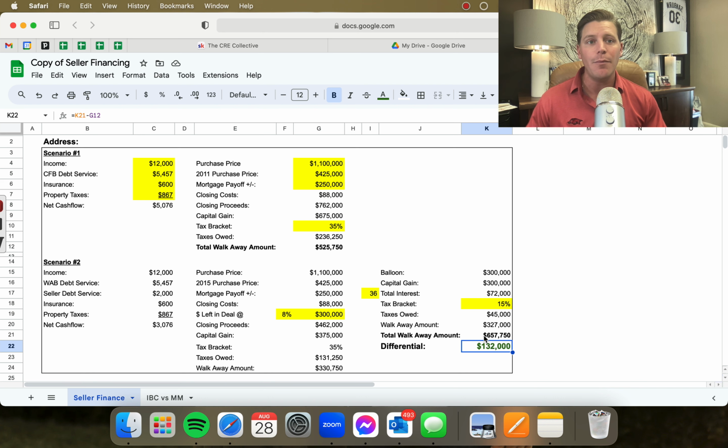Now, again, that's not going to be for everybody. Some people's taxes are different depending upon the state that they're in and the deal and if they're wanting to 1031 some money. But this is a very generic way of doing deals.